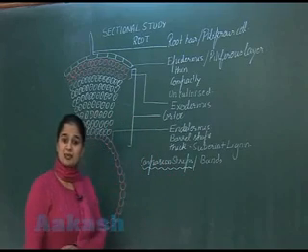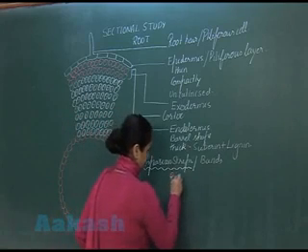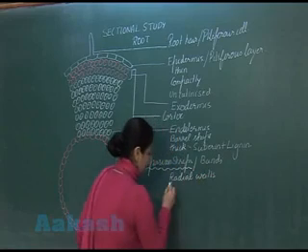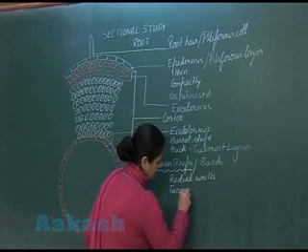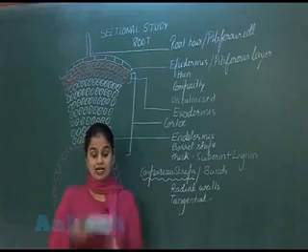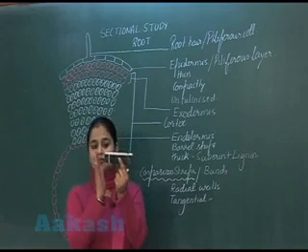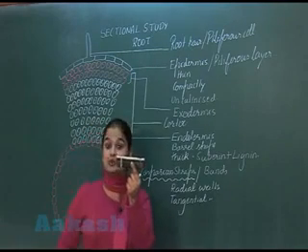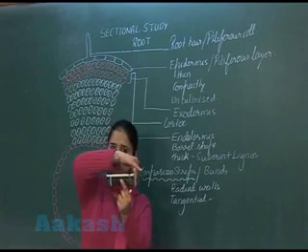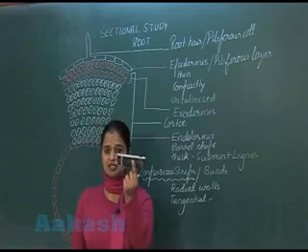Now these Casparian strips are present in the radial walls, as well as in tangential walls. Let's say this is our endodermal cell of endodermis. This wall and this wall represent radial walls. So these two are radial walls. This wall and this wall represent tangential walls.